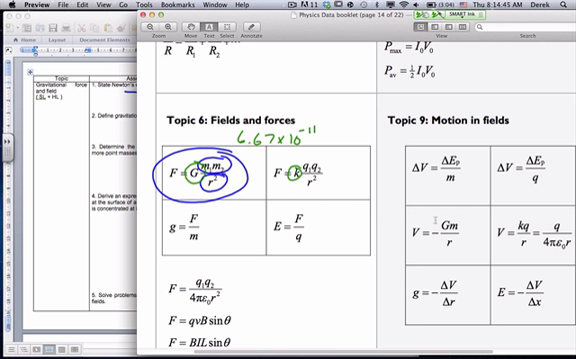Now, a lot of this, when dealing with problems with these, is that you need to be able to work with the proportions. So what happens when you double the masses and halve the radius and so forth? You need to be able to work with those proportions.